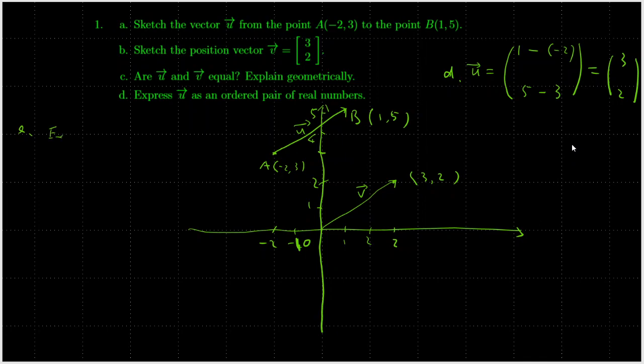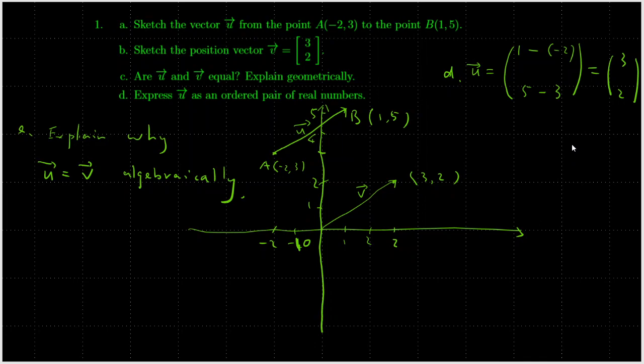So explain why u is equal to v algebraically. They have the same components. Yeah, they have the same ordered pair. Yeah, that's the same thing, components.